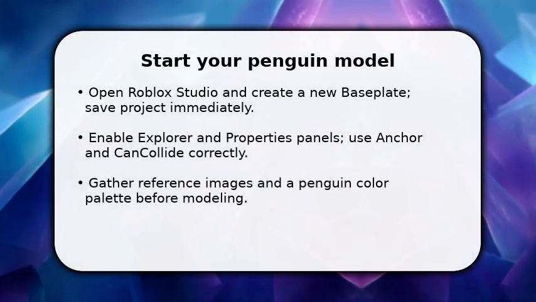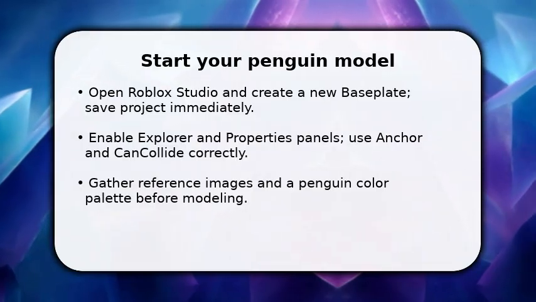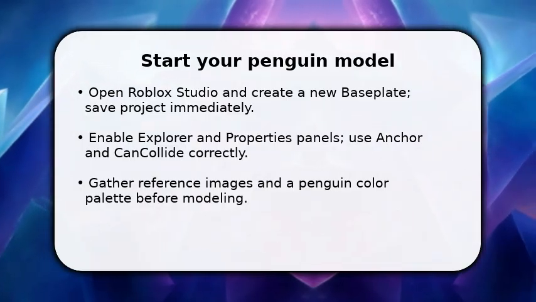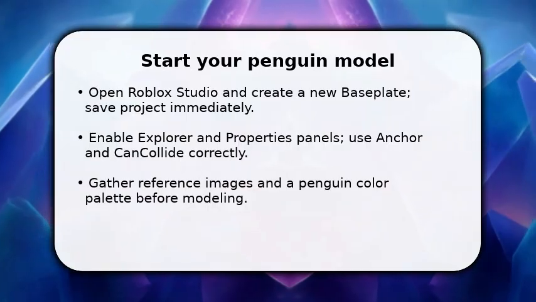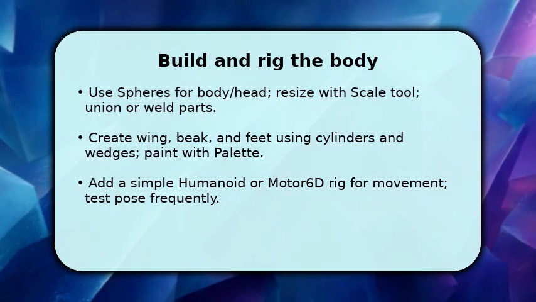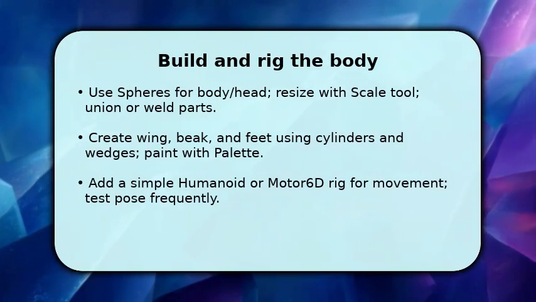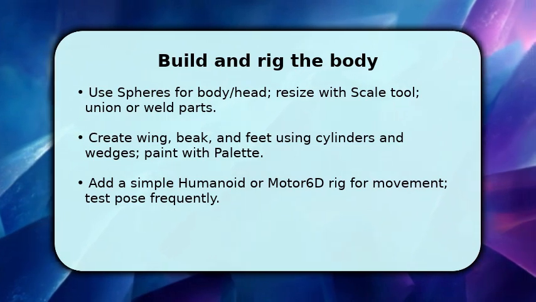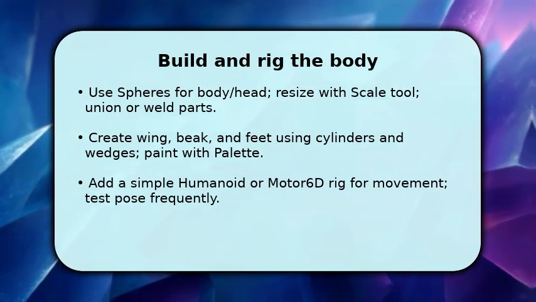Next, insert basic parts, spheres, and cylinders, and place them roughly where the head, body, wings, and feet will go so you can refine shapes. You now shape the penguin. Select sphere parts for head and torso, scale them to match references, and position them hierarchically.